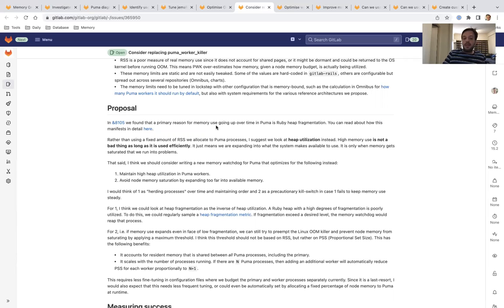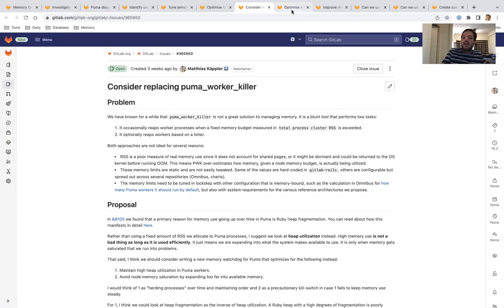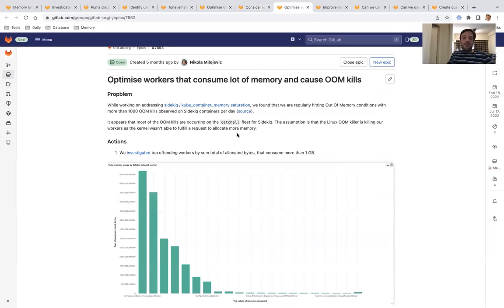Because the problem there is that if you expand too far, if they use too much memory, you may have the Linux out of memory killer jumping in and killing the workers in a way more bad way. The other, going to our next top priority effort, is optimizing the workers that consume a lot of memory and can cause out of memory kills.